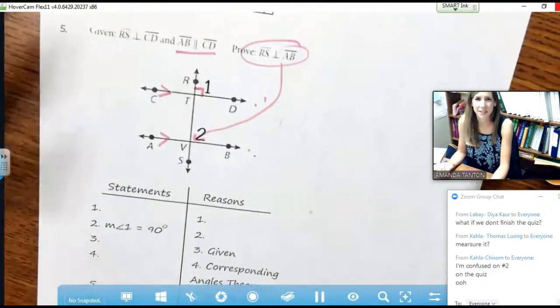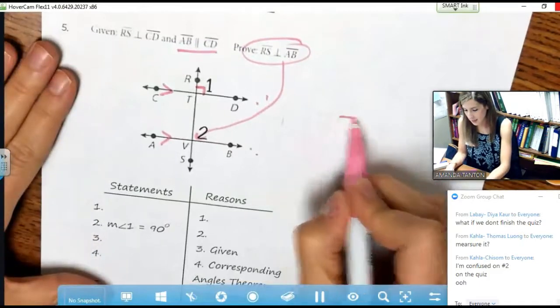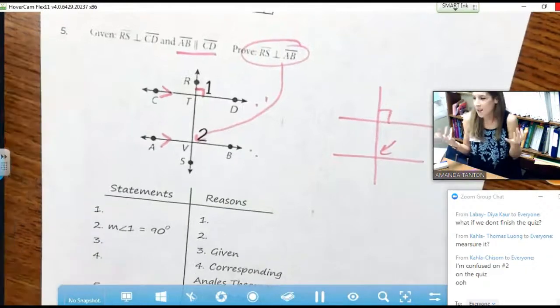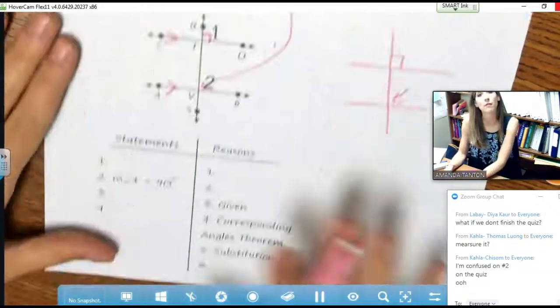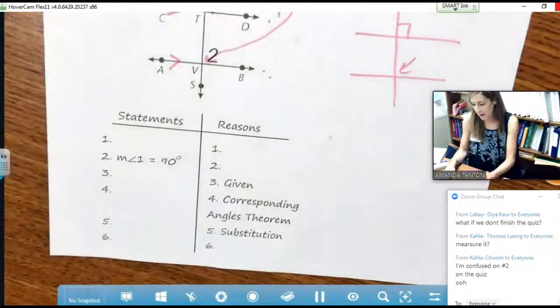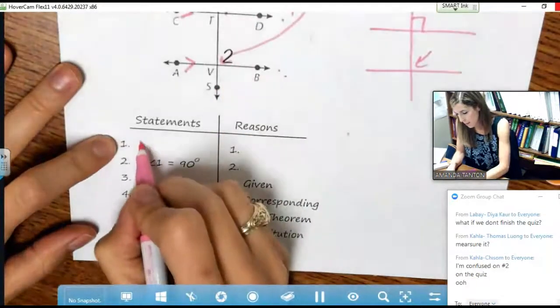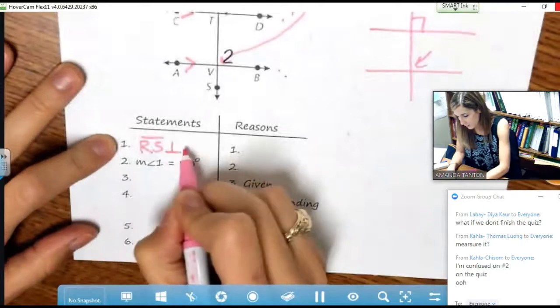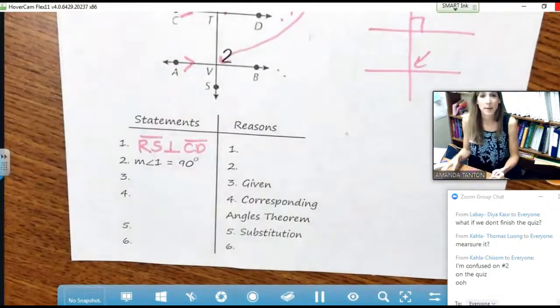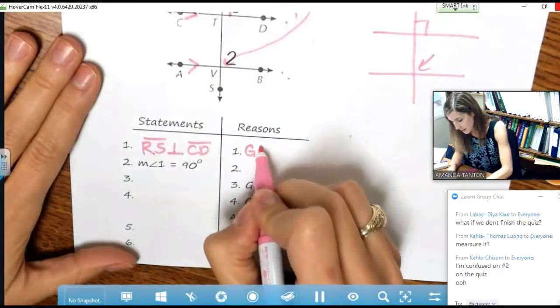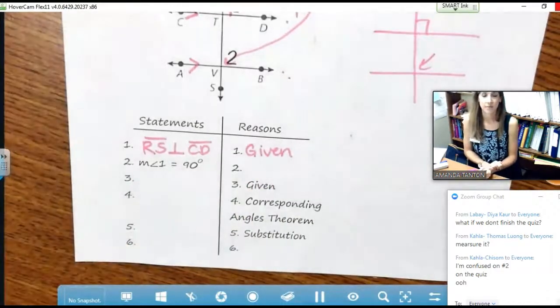And it's common sense, right? It totally makes sense. If these are parallel and this is perpendicular to this guy, then it's also going to be perpendicular to that guy. Makes complete sense, but we want to prove it formally because that's a very mathematical thing to do. So what we're going to start with is one of the givens. We're just going to copy, we're going to plagiarize the given. Segment RS is perpendicular to segment CD. Why are they perpendicular? It was given to me. Given. That's the reason.